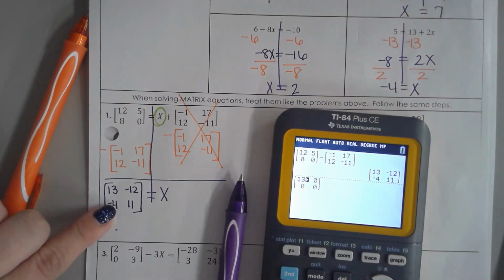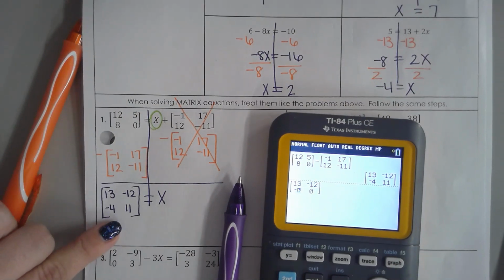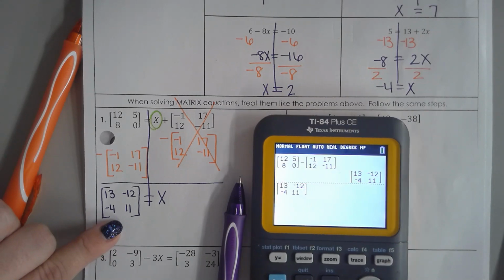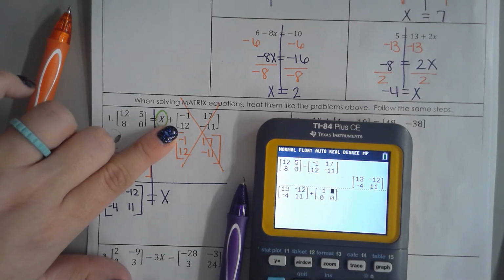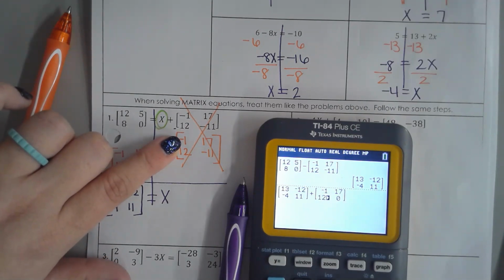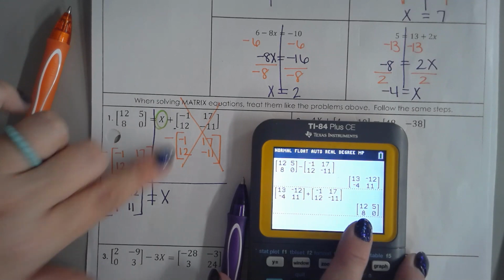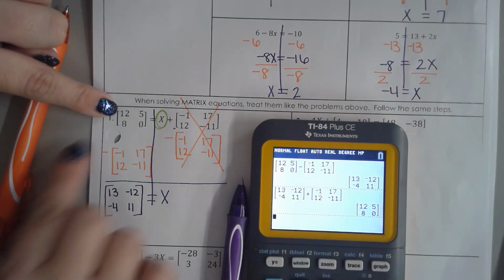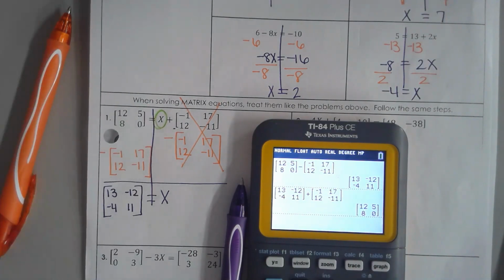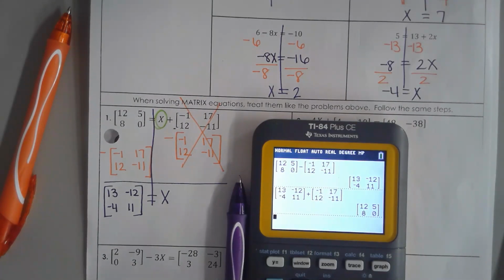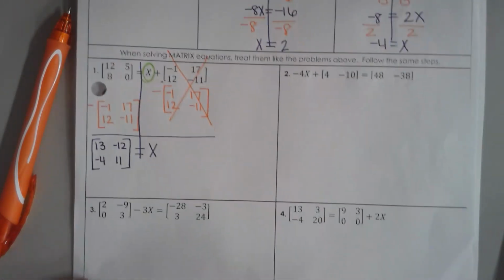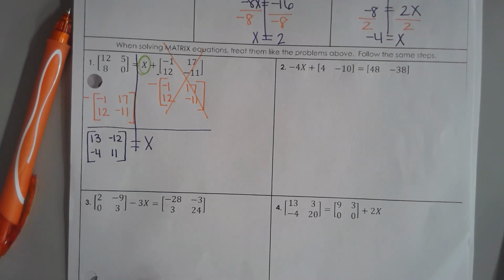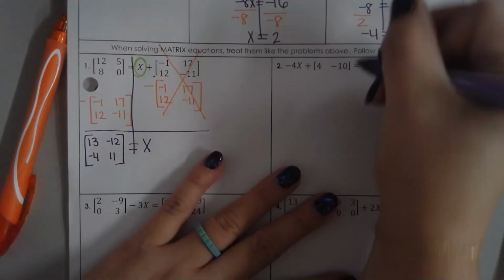My x plus, back in my original problem, the negative 1, 17, 12, negative 11. And it did give me, it is equal to 12, 5, 8, 0. So that tells me that my answer is correct. Let's go on to number 2.